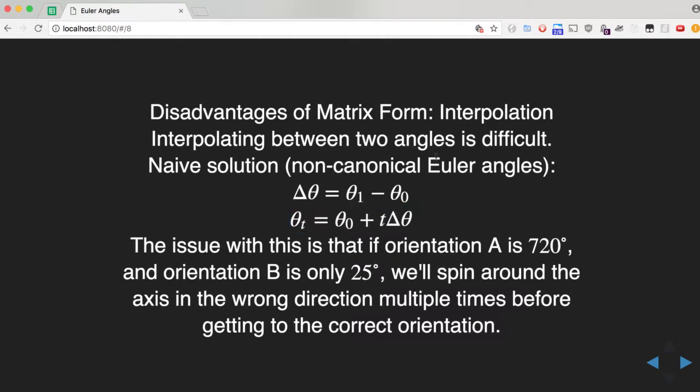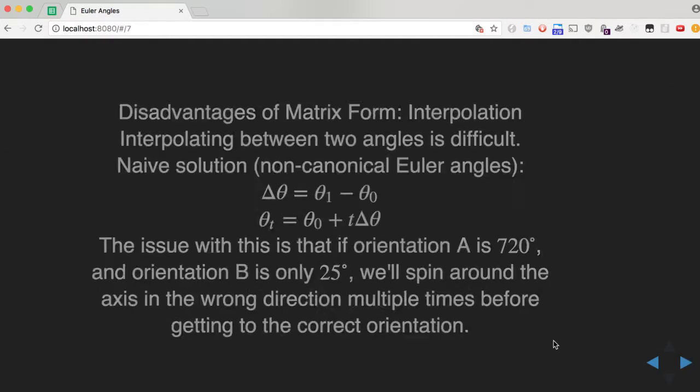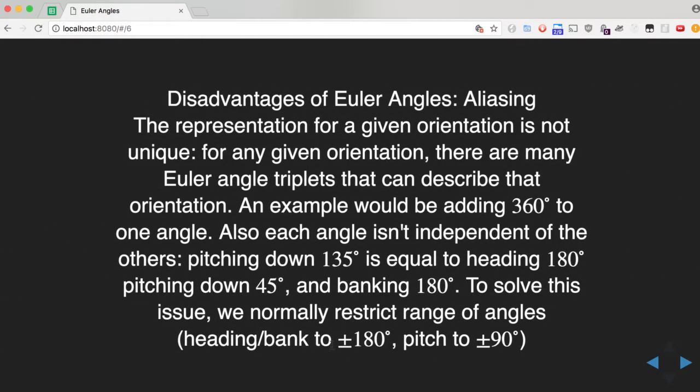But if you think about it, if we have something oriented at 720 and the next one is 25 degrees, it should only be a nice 25 degree change, but because we're spinning around to remove the 720, we're going to go multiple times in the wrong direction before getting to that correct orientation. And that's if we're outside of the canonical Euler angles that we explained earlier.